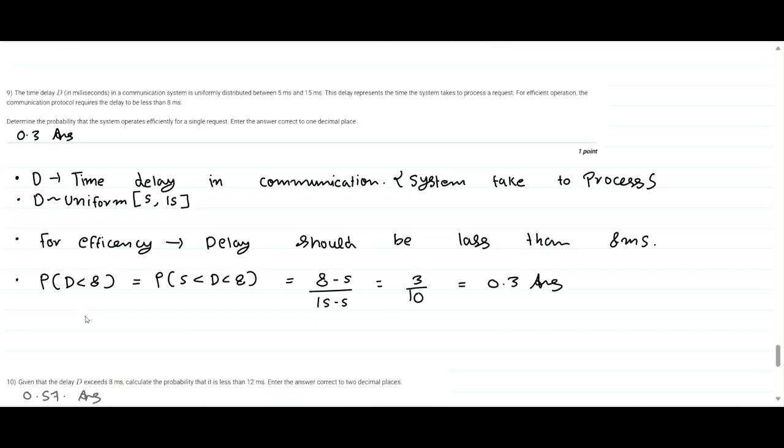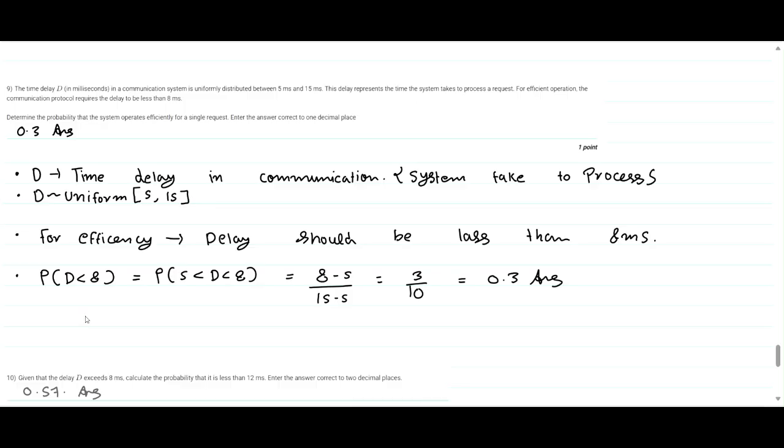Question number 9 states that the time delay D in a communication system is uniformly distributed over the range 5 to 15. And for efficient communication, this delay should not be more than 8 milliseconds. Determine the probability that the system operates efficiently for a single request. So the random variable D is the time delay in the communication, and D is uniformly distributed over the range 5 to 15. Here we need to find the probability of D less than 8, which is equal to the probability of D greater than 5 but less than 8.